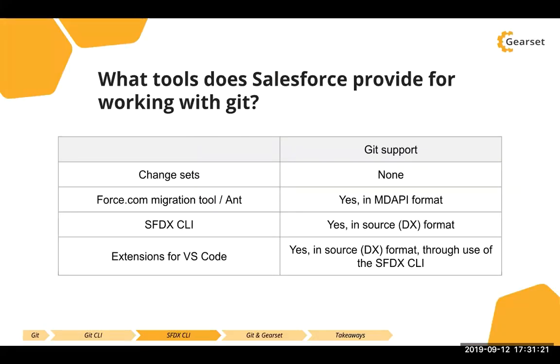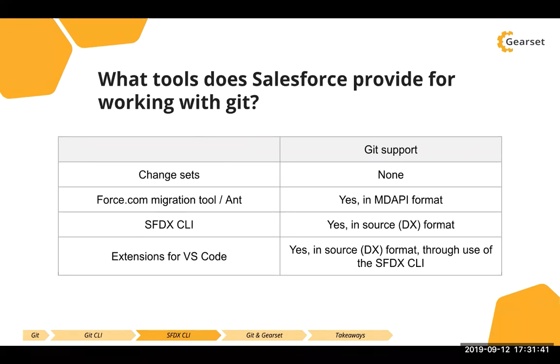So before we jump into the actual CLI, let's do a very quick review of what tools Salesforce actually gives you out of the box if you want to work with Git or source control. Well, the first one is change sets, which I'm sure is a tool that many of you will be familiar with. Essentially, change sets only works org to org. It has no support for the CLI or working with Git, so that's pretty much off the cards right off the bat.